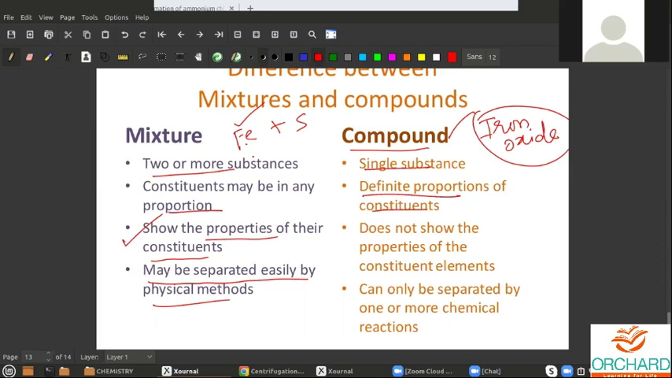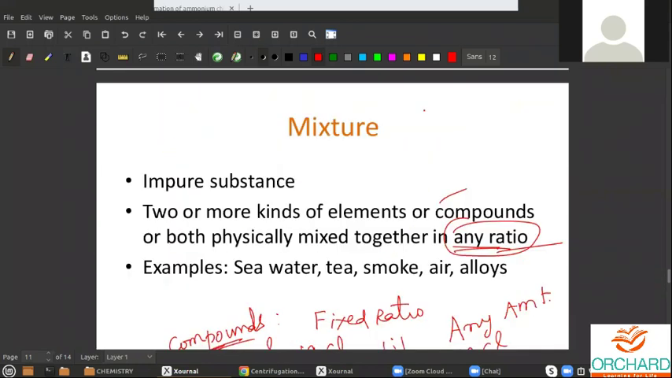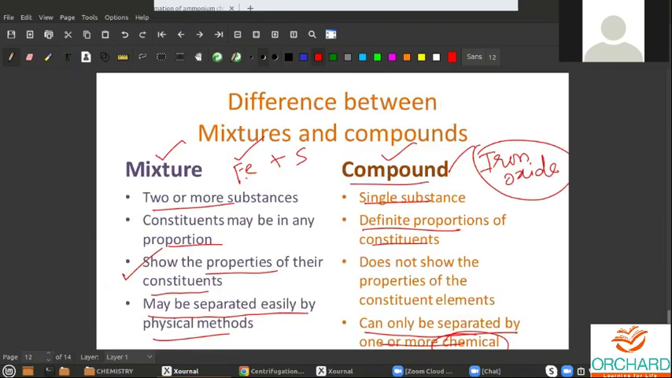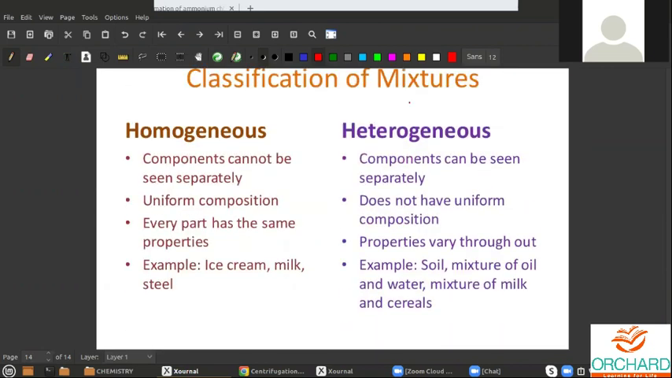For the same example, I hope you remember, if you use a magnet, the iron can be separated, sulfur can be separated, but this compound can only be separated by one or more chemical reactions. So this is the major difference between mixture and compound. We have seen the difference between element and compound, now compound and mixture.